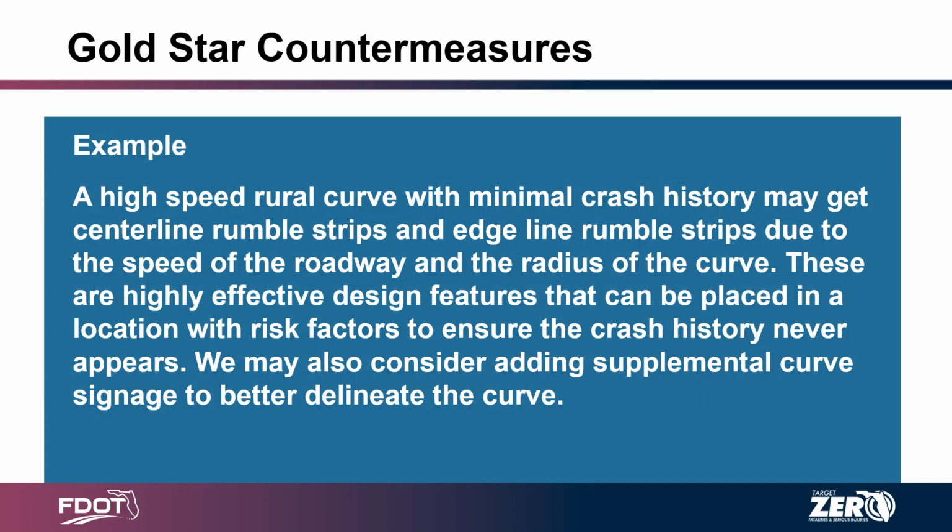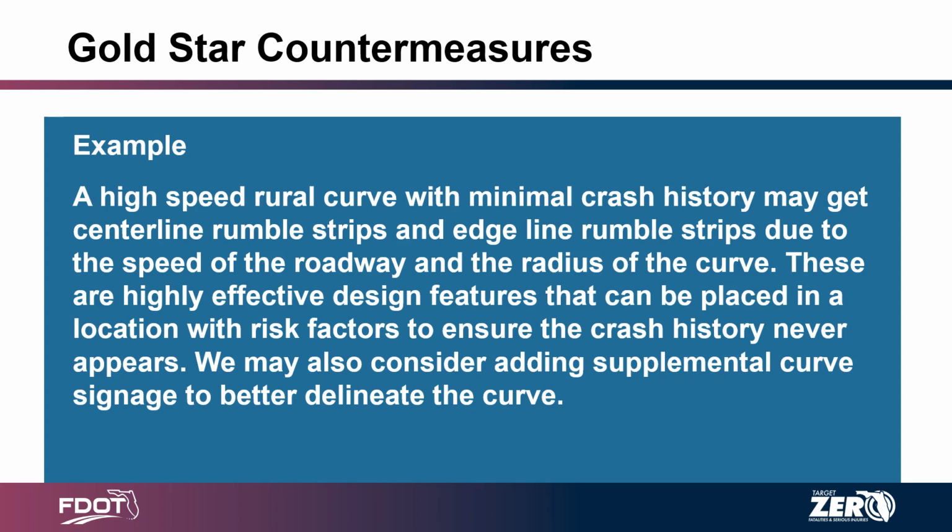Let's take a look to see how this would work with an example. A high-speed rural curve with minimal crash history may get centerline rumble strips and edgeline rumble strips due to the speed of the roadway and the radius of the curve. These are highly effective design features that can be placed in a location with risk factors to ensure the crash history never appears.